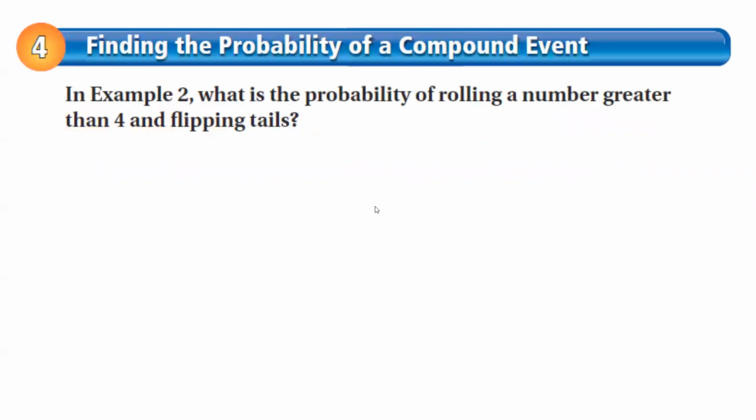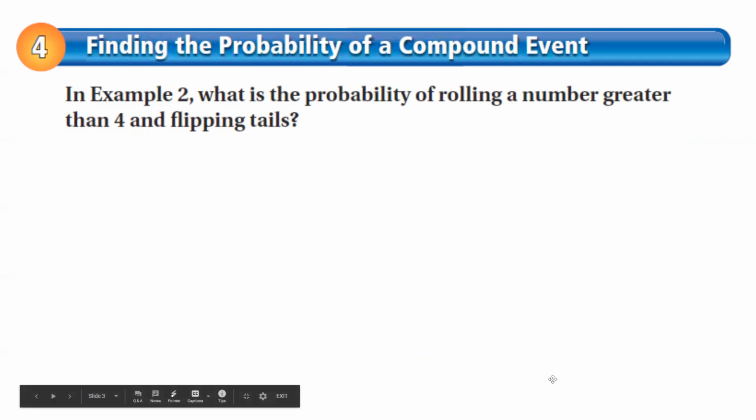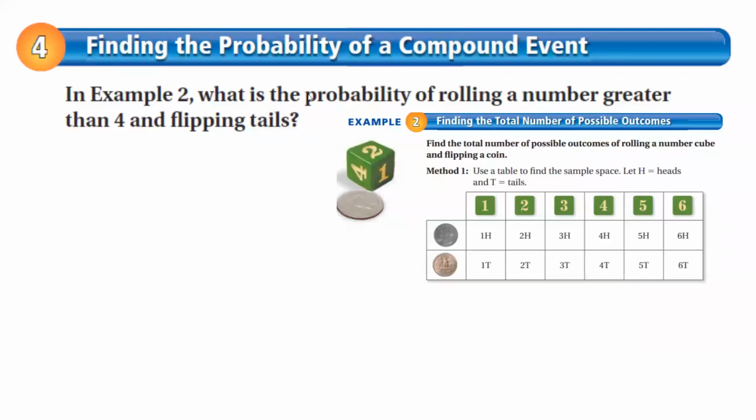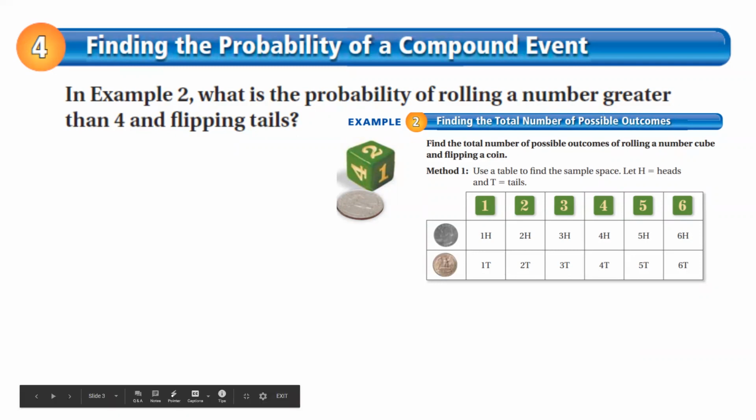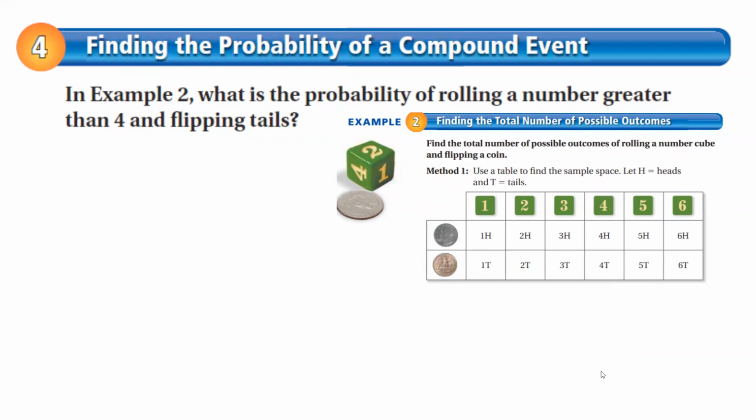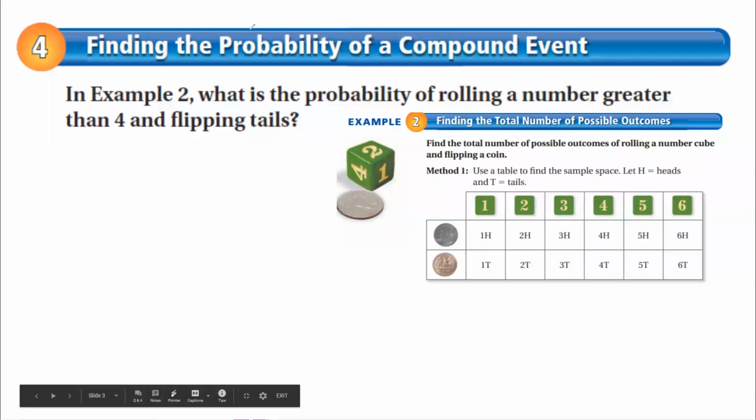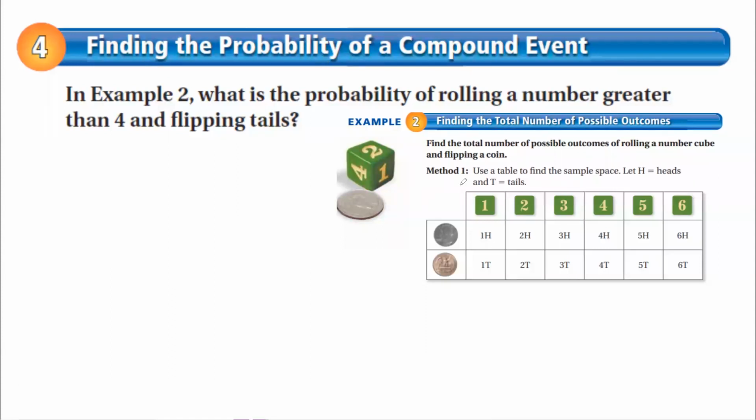And so let's go ahead and get this first problem done when we are finding the probability of a compound event. So in example 2, what is the probability of rolling a number that is greater than 4 and flipping tails? So let's go back and look at example 2. Again, we want to find the probability of rolling a number greater than 4, and we want to flip tails. And so it is really nice to have this table all laid out for us, because with this table, what we can do is we know that we want to flip tails, so we want this row right here.